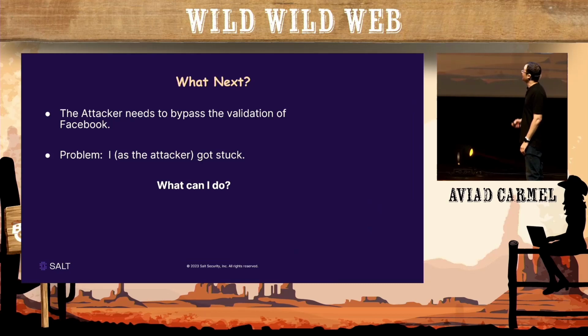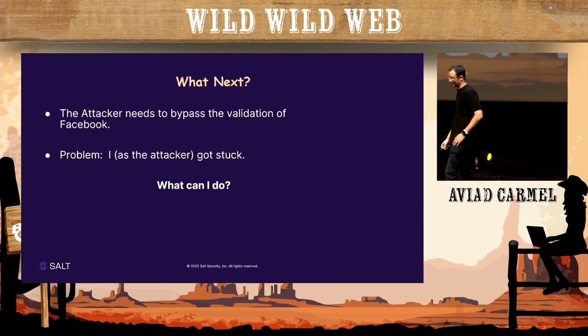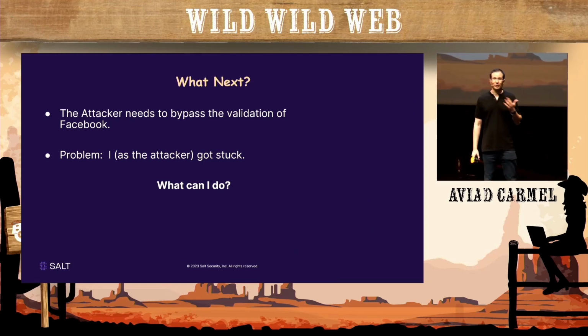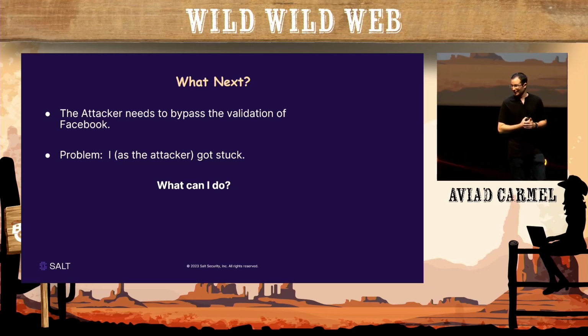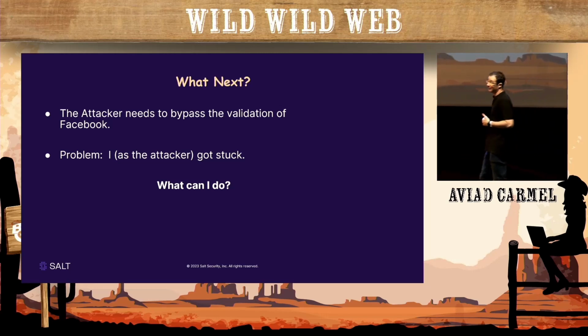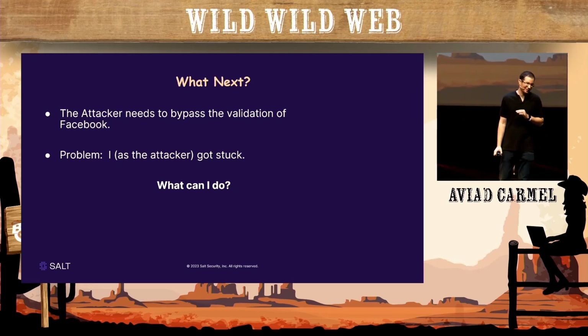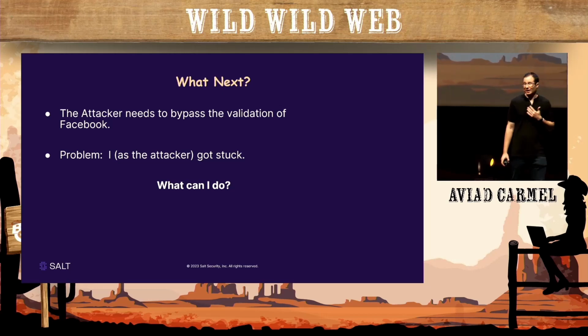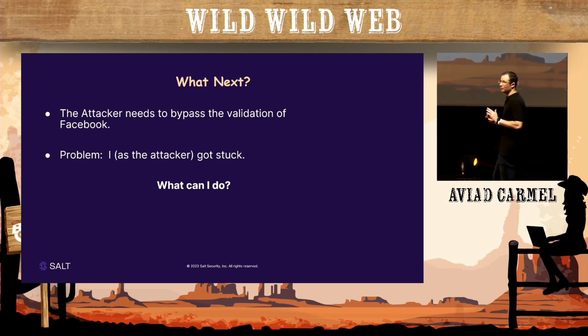But we want to try. We really want to do the account takeover. So what the attacker wants to do is to bypass the validation of Facebook. And the problem is that I, as the attacker, got stuck. I didn't find anything interesting on the web. Now, when you don't find what you want on the web, what do you do?